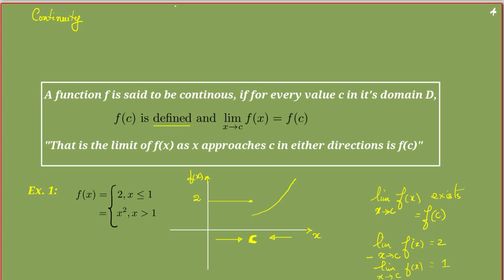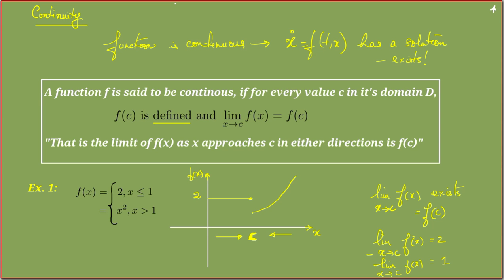So the limit of f of x as x approaches C in either direction should be the same as f of C. Then we can say that the function is continuous. And if the given function is continuous, then we can say that the given equation f of t comma x has a solution. That means a solution exists for the system. So that is about this example, and this is the general definition for continuity.